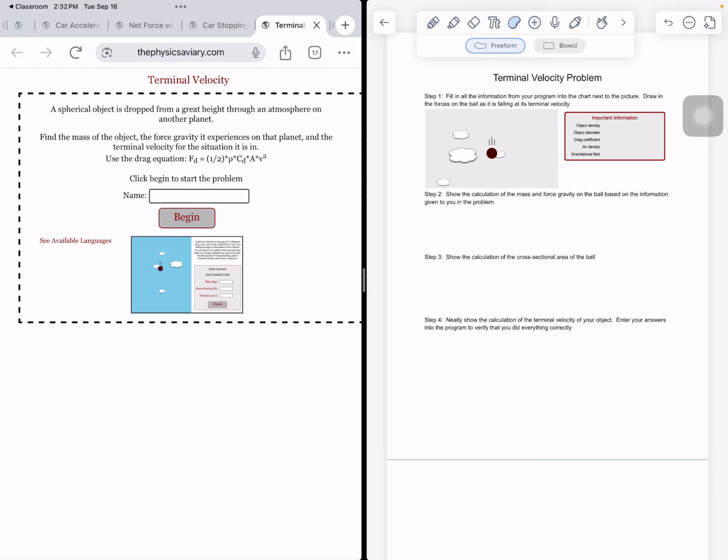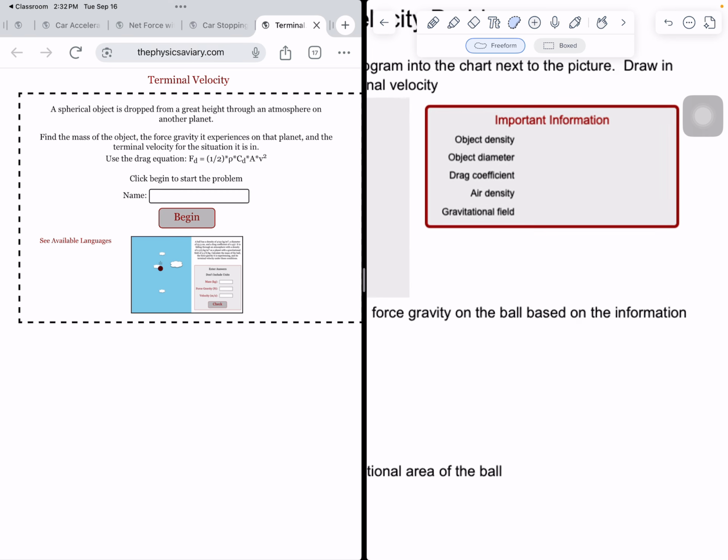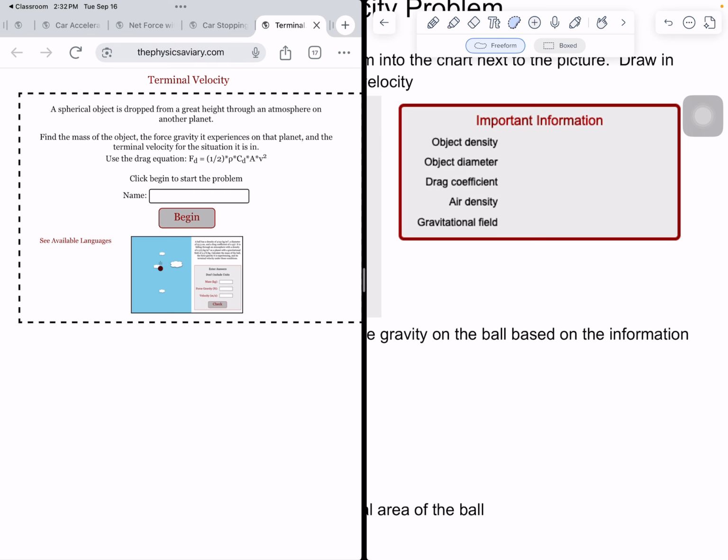Now in this terminal velocity problem, you're going to be given some information about an object. You'll be given its density, its diameter. Now you'll need to convert that into radius and then convert centimeters into meters. You'll be given the drag coefficient, the air density, the gravitational field on that planet that the object is falling.